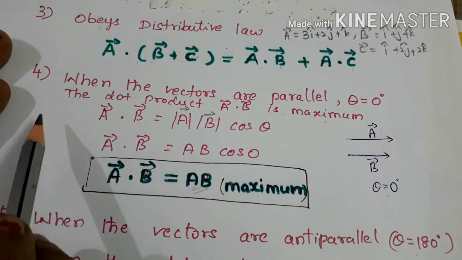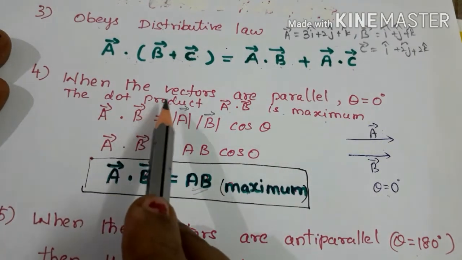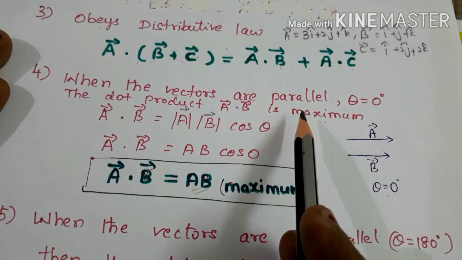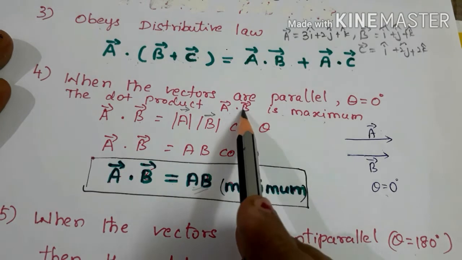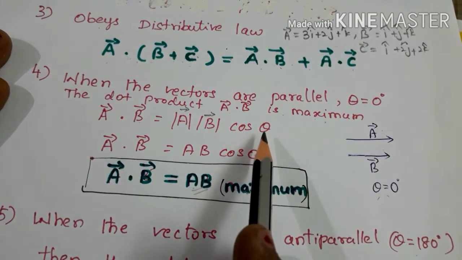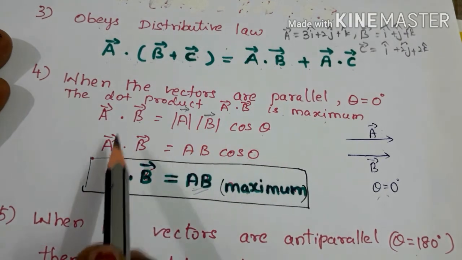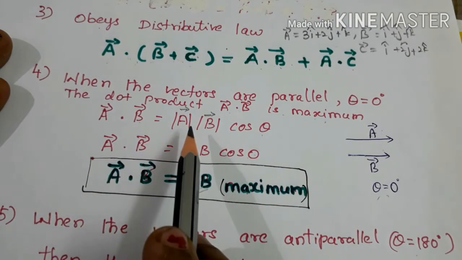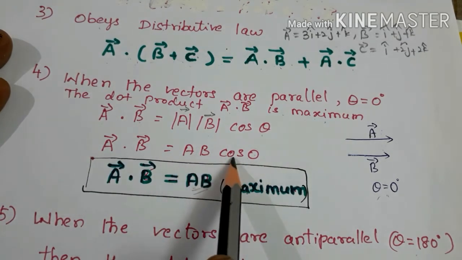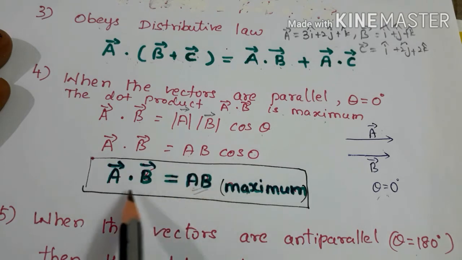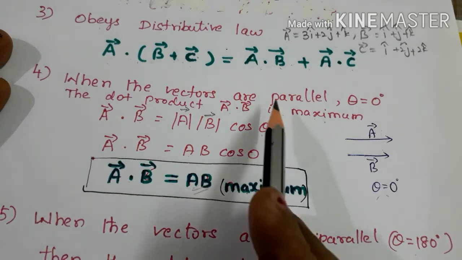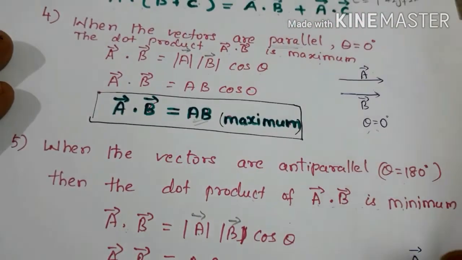Now the fourth property: when the vectors are parallel, theta will be 0. So the dot product of A vector dot B vector will be maximum. You can see that A vector and B vector are parallel, angle is theta. You substitute theta as 0 here. You can see that A vector dot B vector is equal to mod A mod B cos 0, right? So cos 0 is 1, and 1 into AB is AB. So A vector dot B vector is equal to AB, the maximum value, for parallel vectors, children.